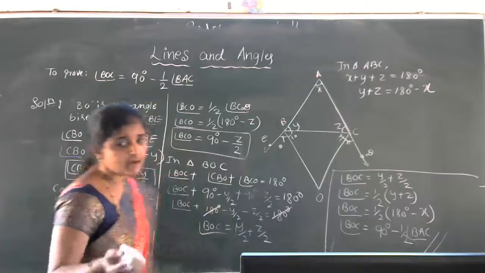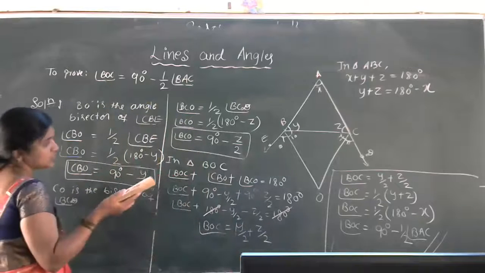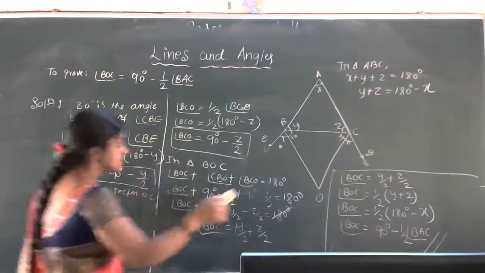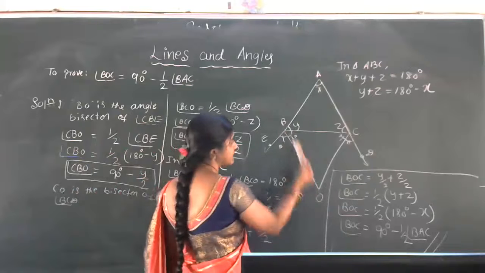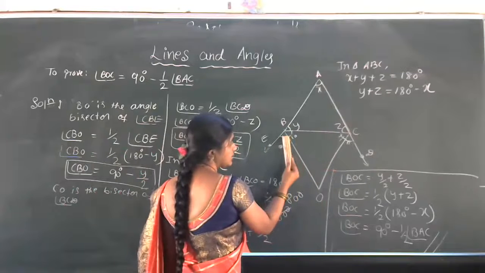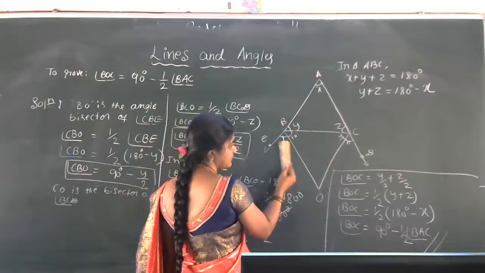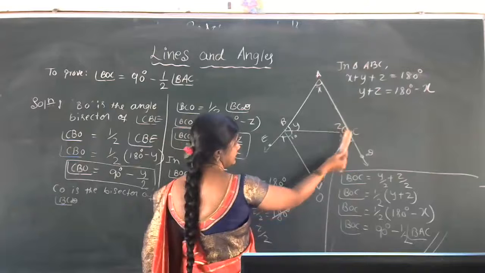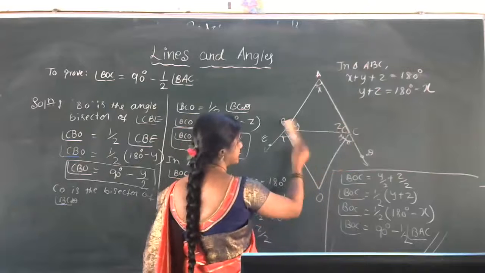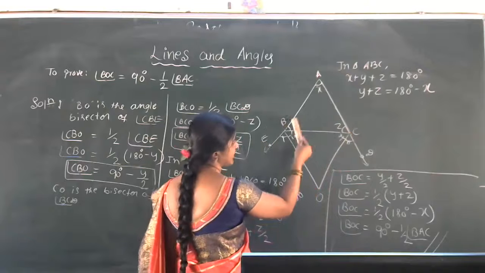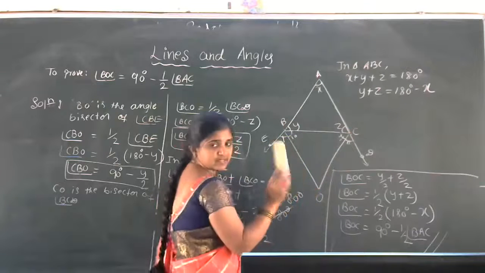See here, very simple question. Just observe the explanation again. This BO is the angle bisector of this angle CBE. So that's why I took this half part, not this one. This one is not necessary for our proof, that's why we covered it. CBO is half of CBE, which can be written as 180 minus y. Okay, this is equation number 1.